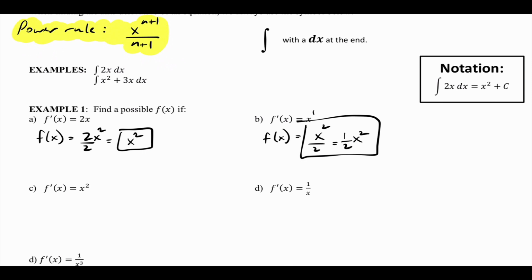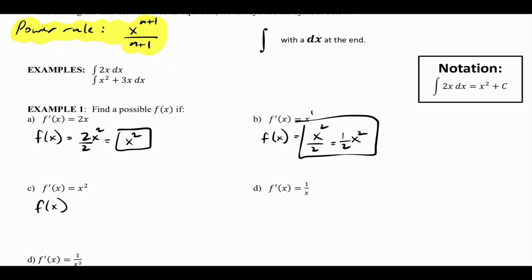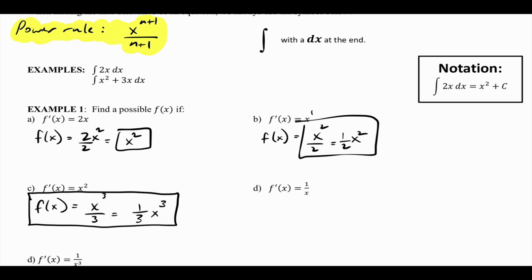Okay. Letter C. Do letter C right now. Try letter C. Yeah, go ahead. So we add a power, divide by that new power. You can either leave it like that, or you can change it to this. Either one of those works. Okay.